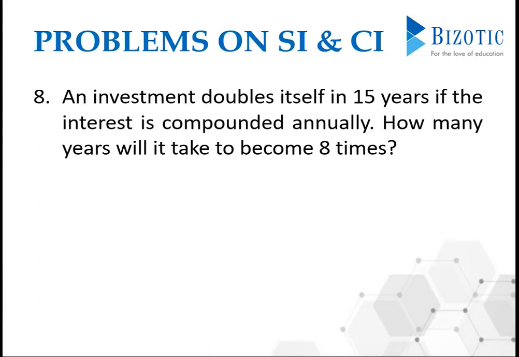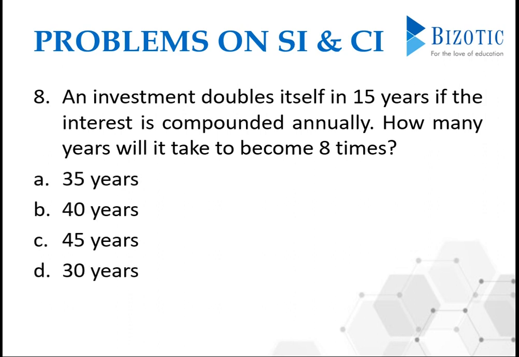An investment doubles itself in 15 years if the interest is compounded annually. How many years will it take to become 8 times? So the investment is doubling itself, like 5,000 has become 10,000 in 15 years. For example's sake, how many years will it take to become 8 times? Like 8 fives are 40, if it has to become 40,000, how many years will it take? Let's calculate that. You have 4 options: 35 years, 40 years, 45 years, 30 years.